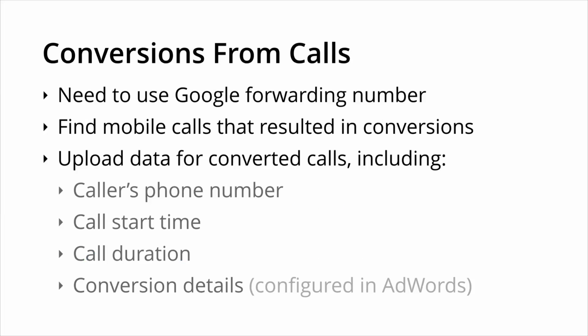We also have the option of uploading conversions that occurred during phone calls. There are a few requirements for this type of conversion. First off, you need to be using a Google forwarding number, and currently you can only upload data from calls occurring on mobile devices. Once you've identified the calls that converted, you upload the details about these calls. This includes the caller's phone number, the time of the call, the duration, and the conversion you'd like to track.